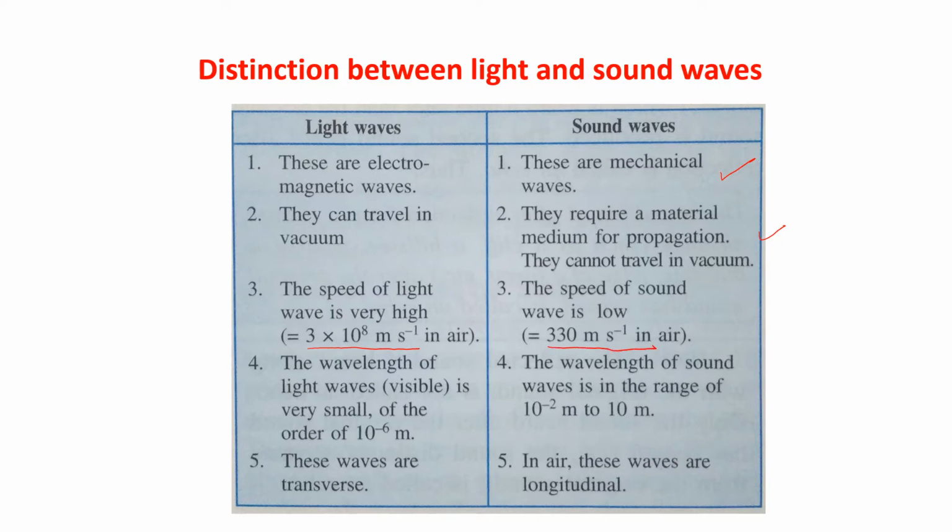The wavelength of light waves, that is the visible light, is very small. It is of the order 10^-6 meter, and wavelength of sound waves is in the range of 10^-2 meter to 10 meter. Light waves are transverse, and in air, sound waves are longitudinal.